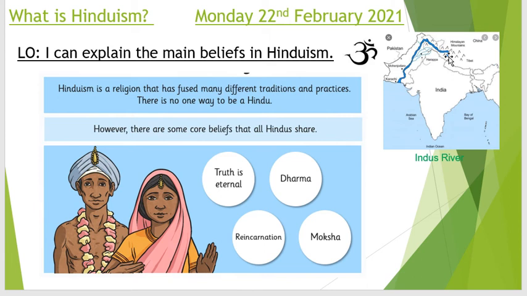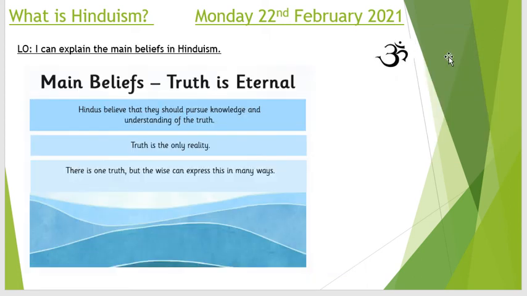So there are 4 things that Hindus believe but practice throughout their daily life. And we're going to explore those 4 things now. Now remember, for every Hindu, these 4 things will be very different. They won't be exactly the same because it is a tradition and a belief that has come from lots of different places. Now, the trickiest one to understand is the idea of truth being eternal.